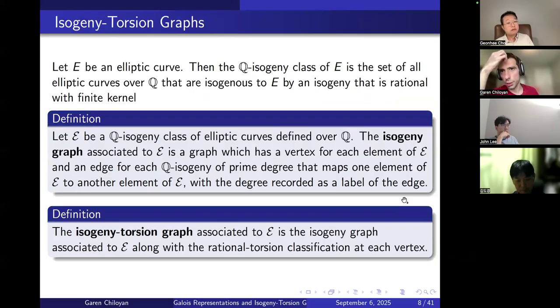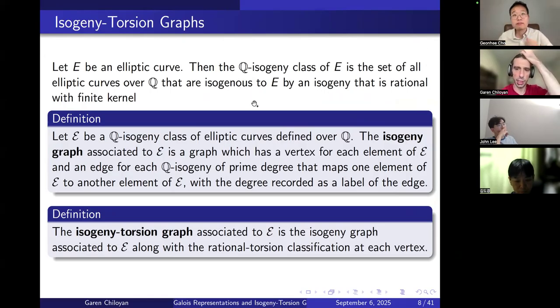This is a difficult question to think about just by giving yourself pairs of elliptic curves. There are infinitely many elliptic curves. I don't know how you can organize your thoughts just by isogeny, elliptic curve, and torsion subgroup. Well, how about we give ourselves a visualization before we investigate this question further? So let's say E is an elliptic curve. Maybe I should have said: define all the rationals. The Q isogeny class of E is the set of all elliptic curves over the rationals that are isogenous to E by an isogeny that is rational and has finite kernel.